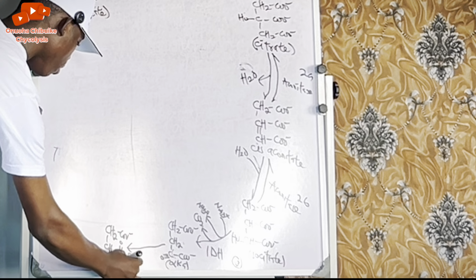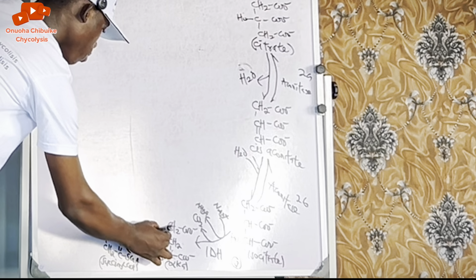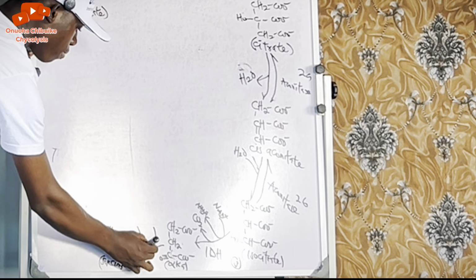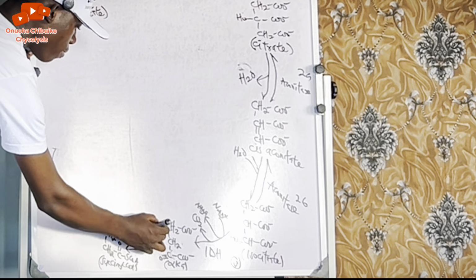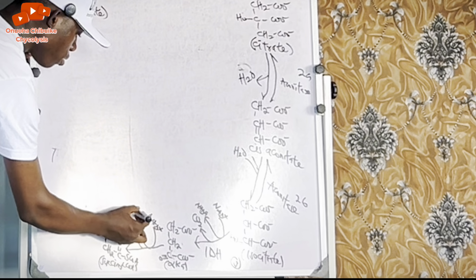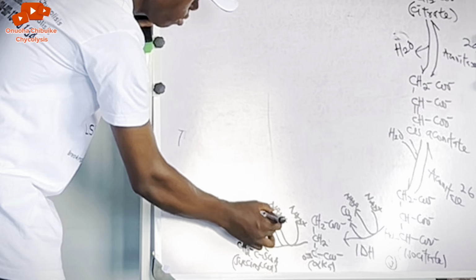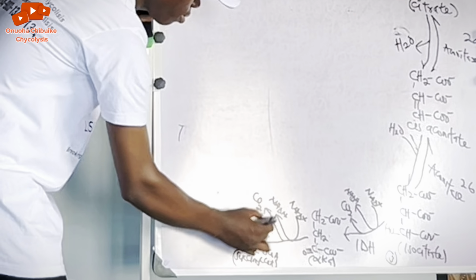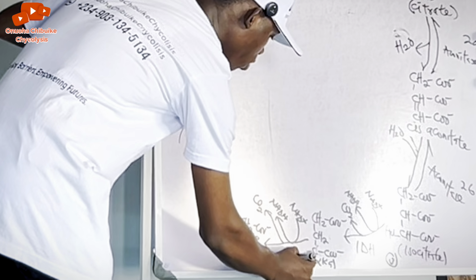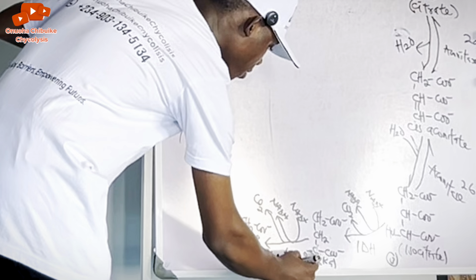Succinyl CoA. So we also have the same thing that happened here. One molecule of NAD plus produces NADH. And the enzyme is alpha ketoglutarate dehydrogenase complex.